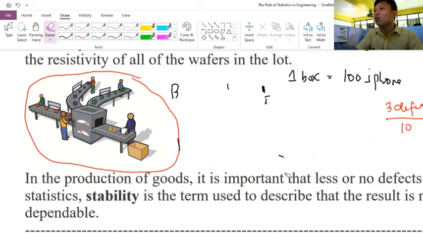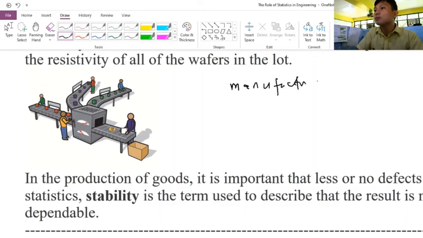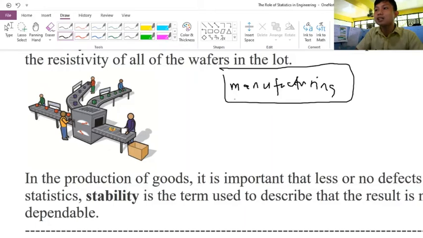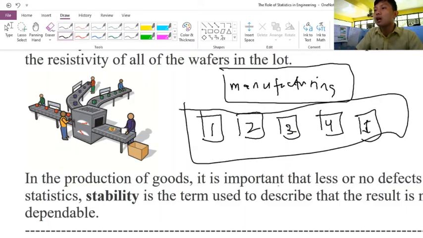Since nalaman natin na meron palang problem sa planta, may problem sa ating manufacturing. Now, sa manufacturing natin, as an engineer, marami tayong iisipin dyan kasi maraming factors na nakaka-affect sa manufacturing. Let's say, merong limang components sa manufacturing. So, iisa-isahin natin ang errors. May makita tayong problem dyan sa 5. Okay? So, ganun ang pag-troubleshoot.